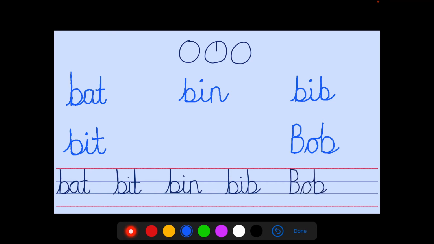And if we were writing about something that belonged to Bob, maybe it's Bob's bib, we would put an apostrophe S. And that space where the apostrophe goes tells us that that bib, or maybe that bat, belongs to Bob.